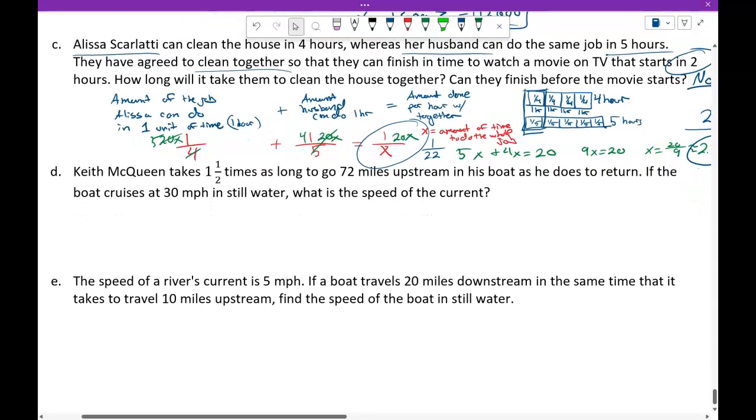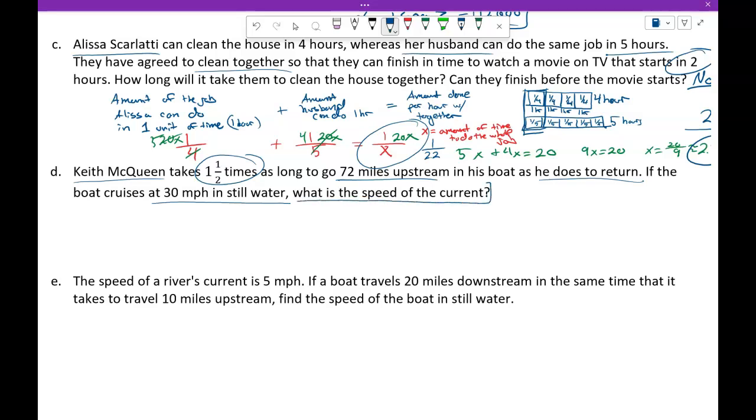Here we're looking at comparing rates. Comparing rates is also going to show up a lot. So this person, Keith, it takes him 1.5 times as long to go 72 miles upstream in his boat as it does to return. So they're going the same distance. The boat cruises at 30 miles per hour in still water. What is the speed of the current?